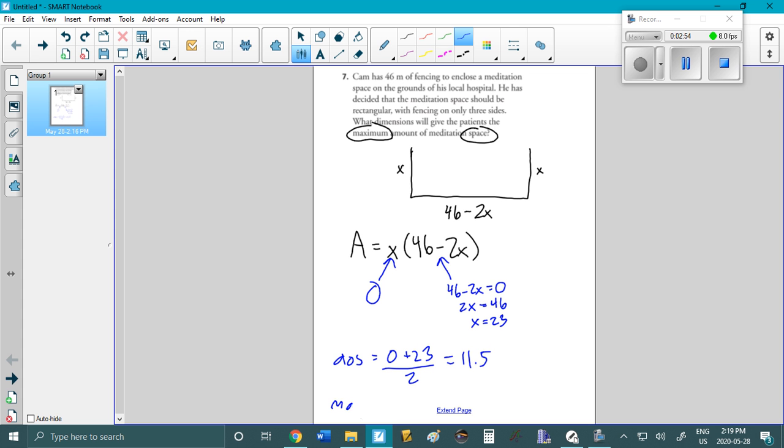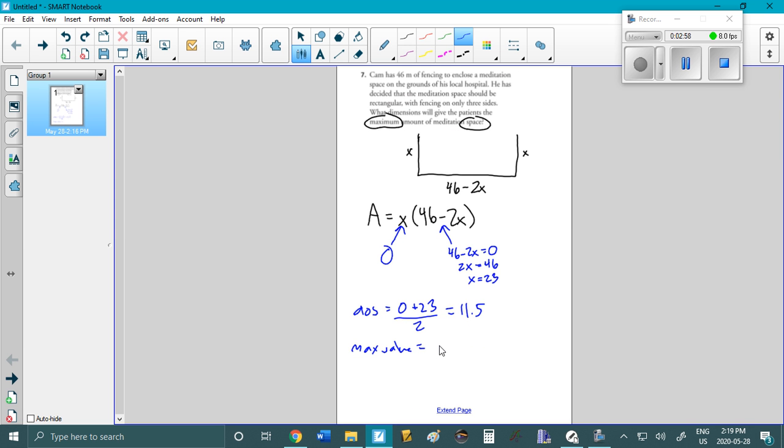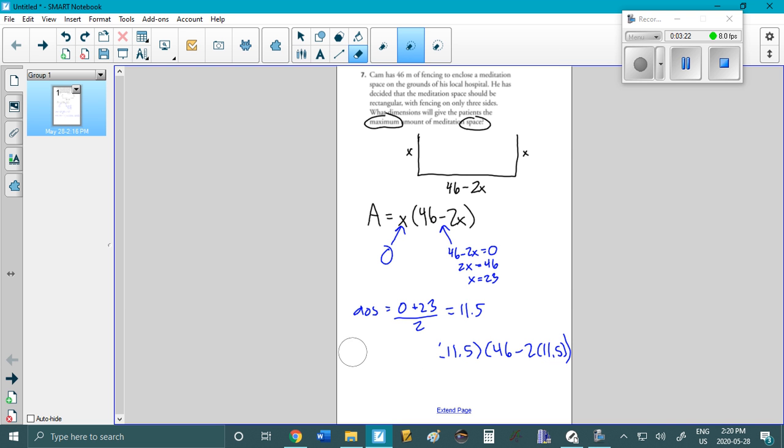So then the max value, or the y value of the vertex, is going to be 11.5 times 46 minus 2 times 11.5. Oh, you know what? We don't even have to actually do this. It doesn't ask us for the max value. It asks us what dimensions will give the max value.